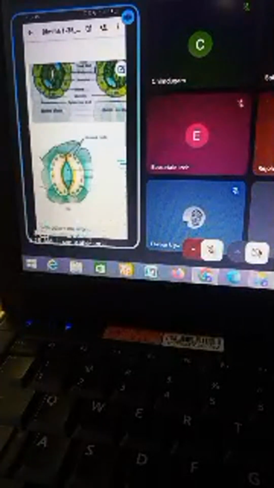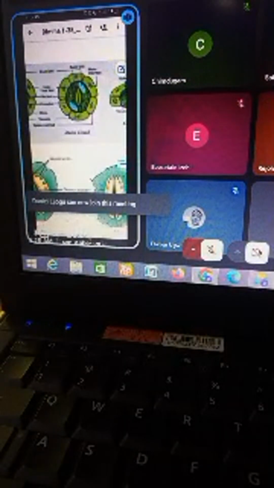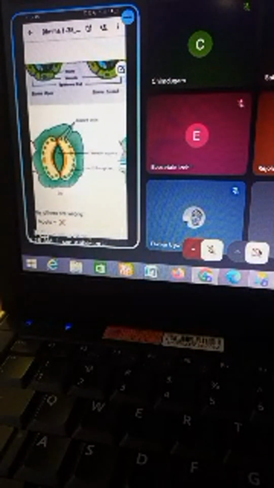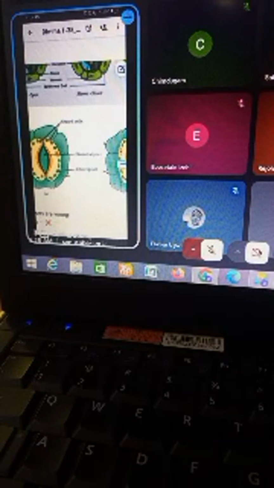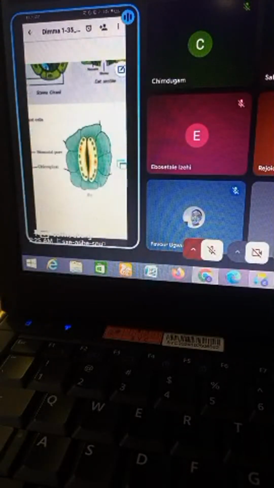Yes, sir. Okay. This is a better and clearer diagram of where the guard cell is found. See the stomata here. This is when it's open. This is when it's closed.